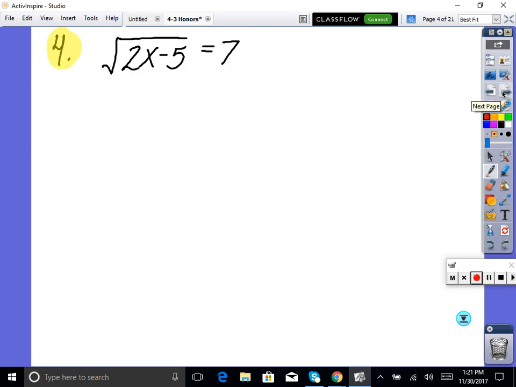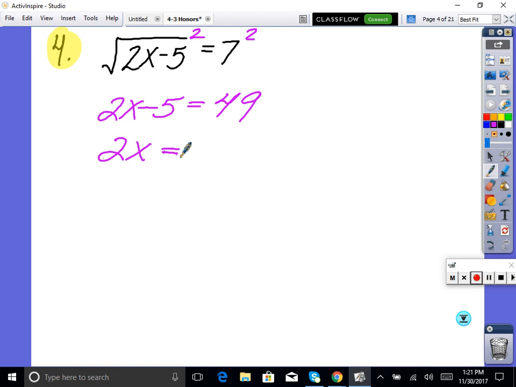Number 4. Isolate the radical. It's isolated, so we would undo it. So we would square both sides. 2x minus 5 equals 49. Then what will we do? Add 5, then divide by 2, x equals 27.